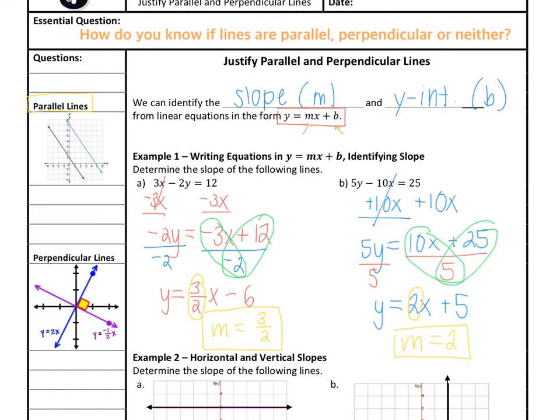Parallel lines look like this. You have two lines that are essentially like railroad tracks that are never going to touch. What you want to remember about parallel lines is that they have the same slope. Parallel lines have the same exact slope. That is why they will never touch. Whereas perpendicular lines, those are lines that form a right angle. These have what we call negative reciprocal slopes.